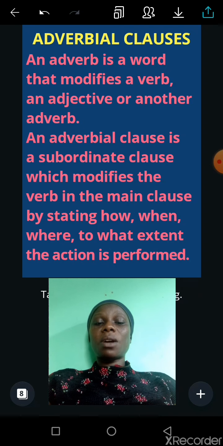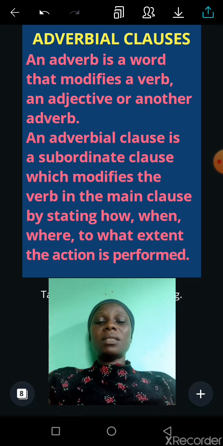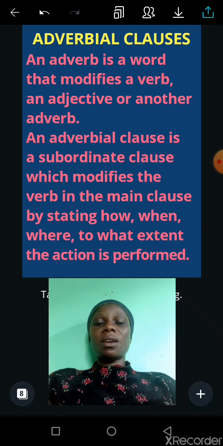What is an adverbial clause? An adverbial clause is a subordinate clause which modifies the verb in the main clause by stating how, when, where, to what extent the action is performed. I define it again. I said an adverbial clause is a subordinate clause which modifies the verb in the main clause by stating how, when, where, to what extent the action is performed.